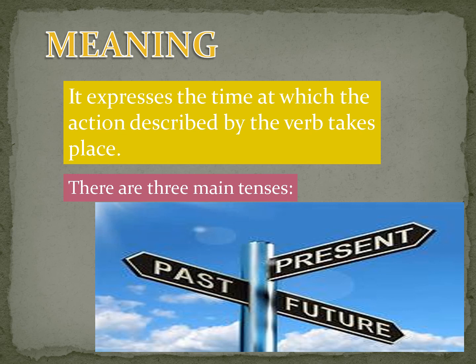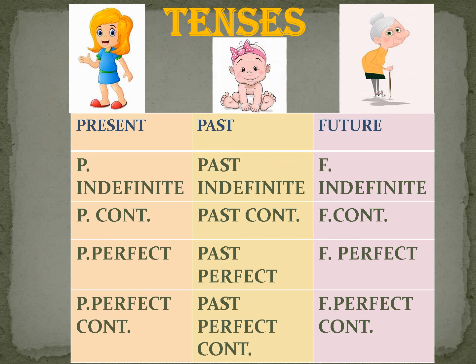Students, first we should understand the meaning of tenses, which means time. It expresses the time at which the action described by the verb takes place. So students, there are main 3 tenses: present tense, past tense and future tense. Students, 3 main tenses are further divided into 4 subcategories, which are as under.